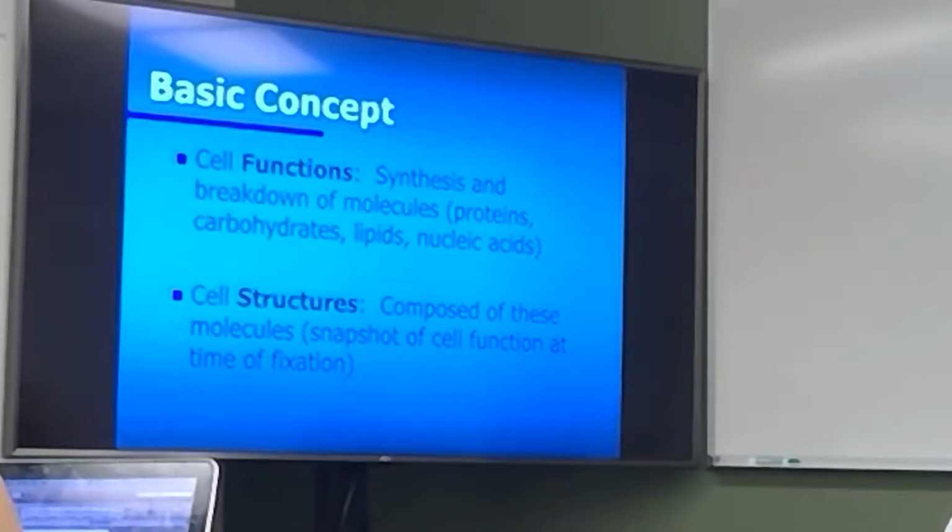So what happens in your cell is that we have the synthesis and breakdown of molecules, the proteins, carbohydrates, lipids, nucleic acids. Some people would break the proteins down to amino acids, everything. But that's what's happening throughout our cells in the moment. And what we see as a structure when we're looking at them under the microscope is the molecules that are present in the particular arrangement, providing a snapshot of cell function at the time that we throw it into the fixative.